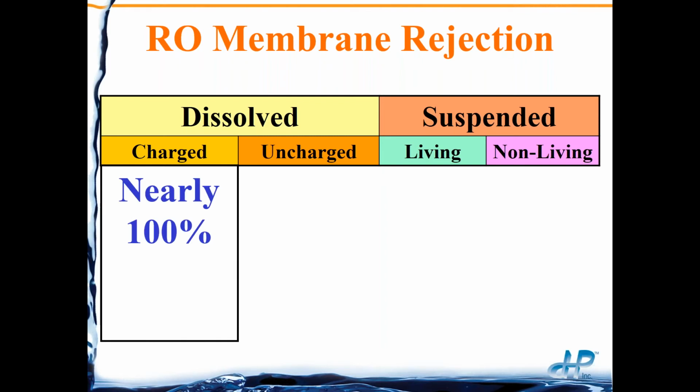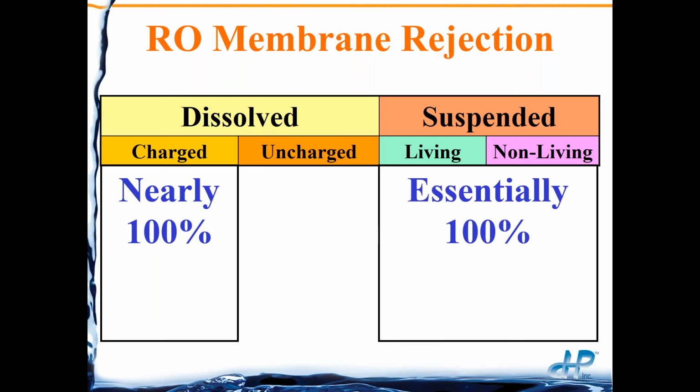RO membranes do a phenomenal job of rejecting just about everything. So we likely will get 98, 99% rejection of charged contaminants. We'll get almost 100% rejection of particles. And it's only because the membranes aren't perfect that we don't get 100%. But we'll still get 99.9, 99.99% rejection of viruses, which are some of the smallest particles.